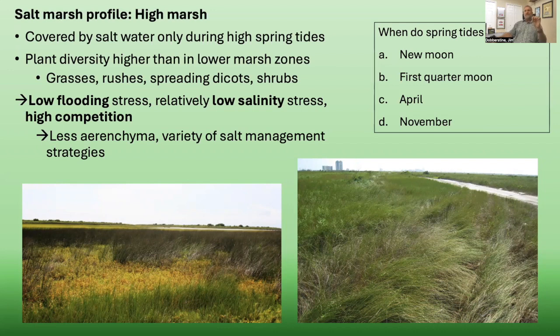So plant diversity tends to be higher in these areas than in the low marsh zones, again, because there's less inundation, so there's less flooding stress, and there's actually relatively low salinity stress because, again, it's not being inundated all that often. So you have less of those adaptations like parenchyma and a variety of salt management strategies.